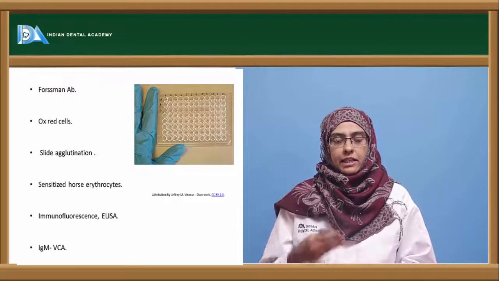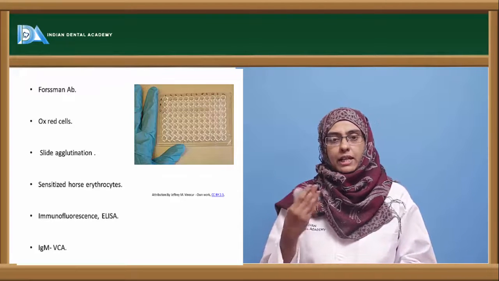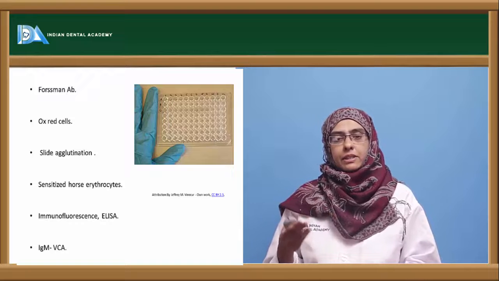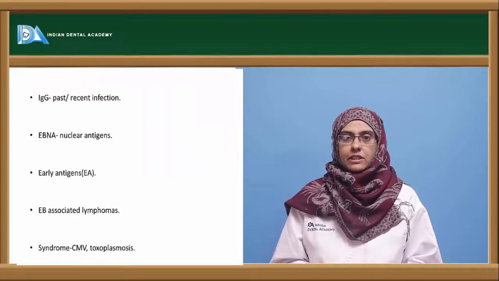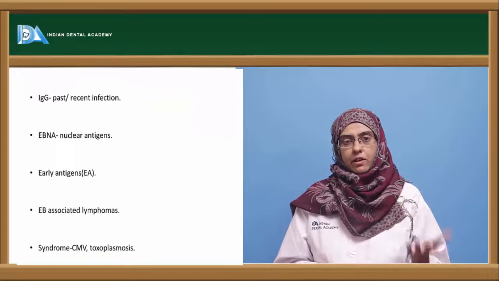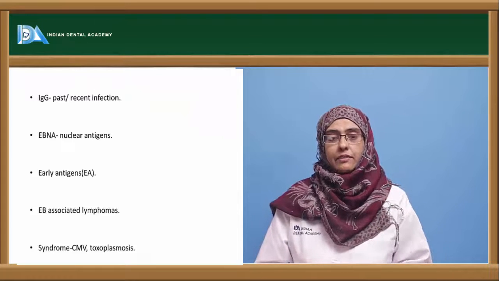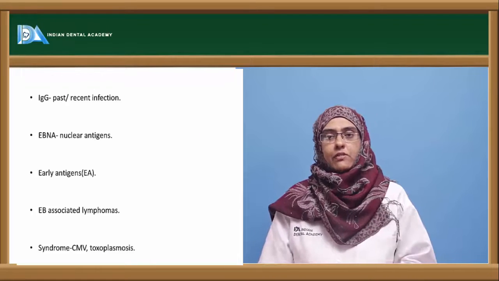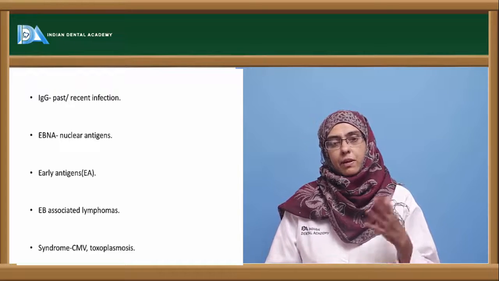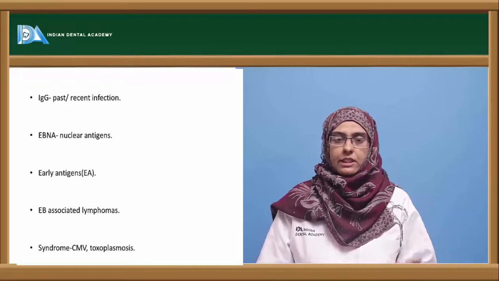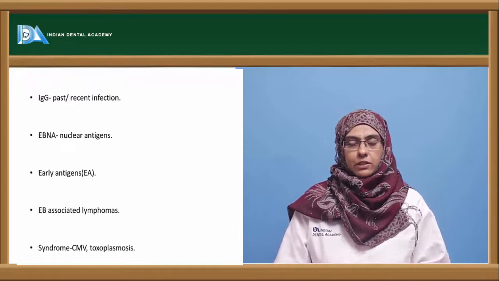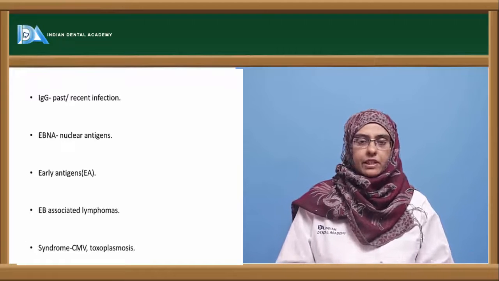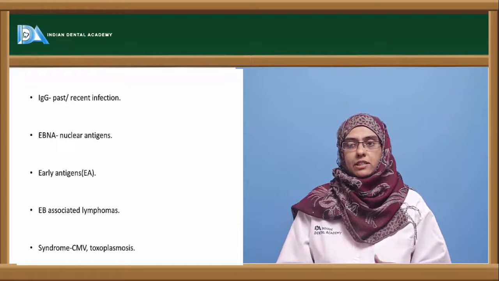So the detection of the IgM molecule against the virus capsid antigen helps in identifying the disease. So the presence of IgM antibodies helps in identifying the recent infection, whereas the presence of IgG helps in identifying the past infection or the reinfection of this particular disease. So mostly we go for the IgM identification rather than the IgG.